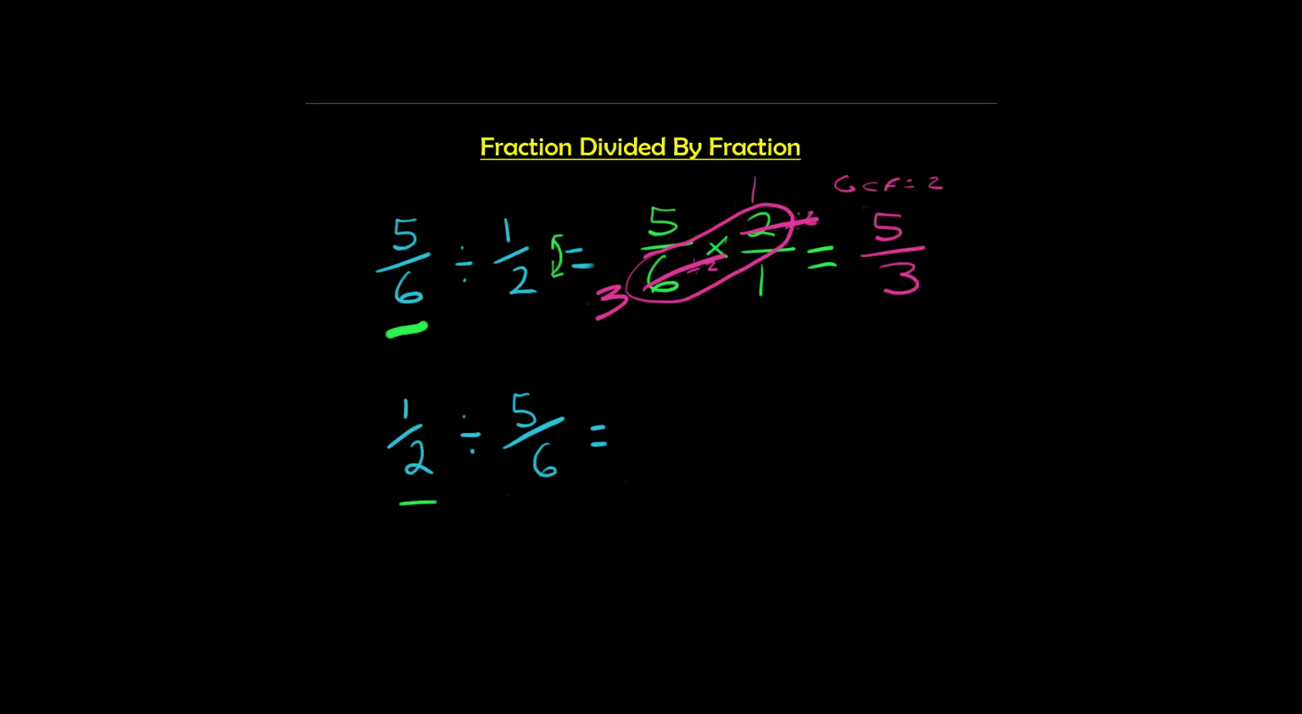Remember, our denominator stays the same. So how many 3's can fit into 5? 1 whole. And then how many is left over? 2, the remainder. So our final answer for our first problem is going to be 1 2/3.